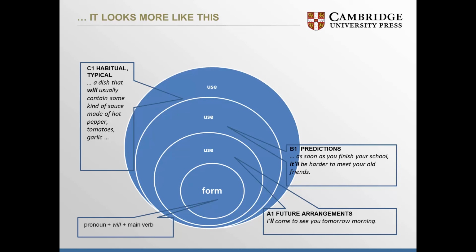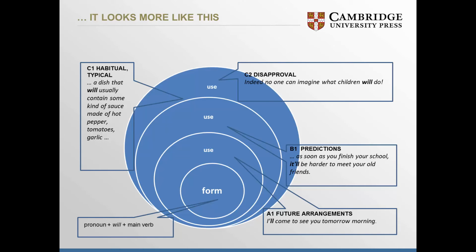At C1 we've got this more specialised use, a habitual use of will. And at C2 we can see this use which has had a kind of a disapproval meaning about it. So we can see this same form developing all the way through. Now had we stopped at A1 and said, right, they can do it there, we would have missed all of this fine-grained data that we've got here.